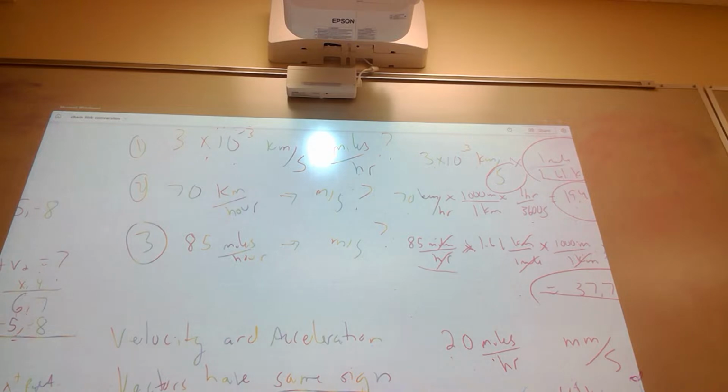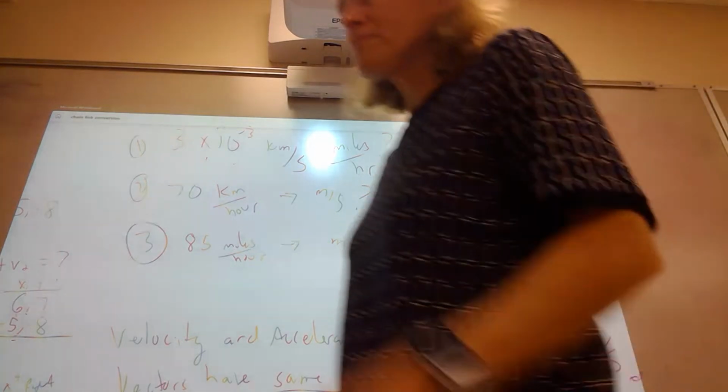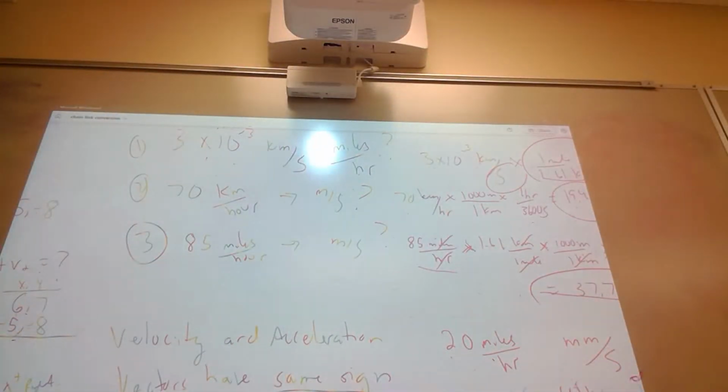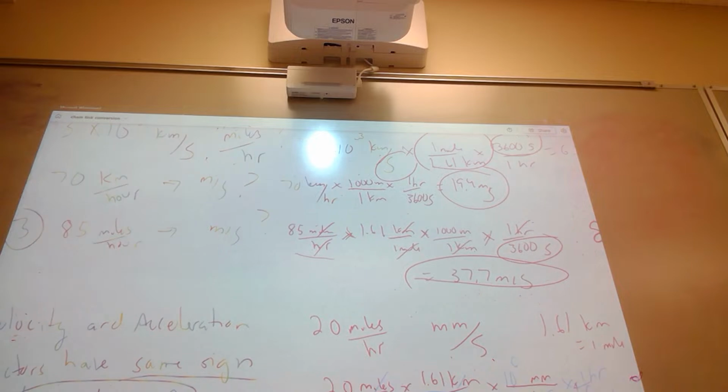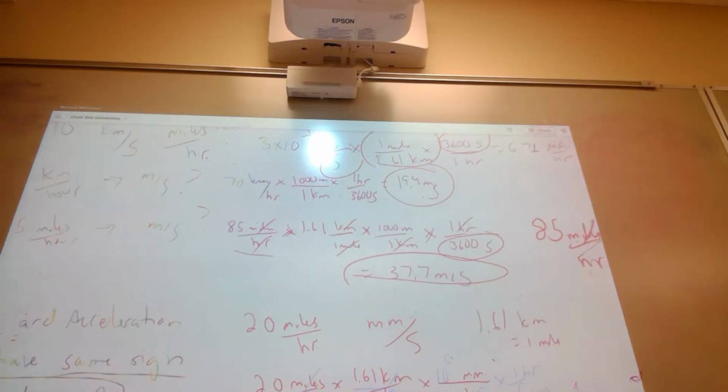Change hours to seconds. Go down here. So we have 1 hour, 3600 seconds. Okay, let's go through it. Will you write down your step by step with all the details? 20 miles per hour.